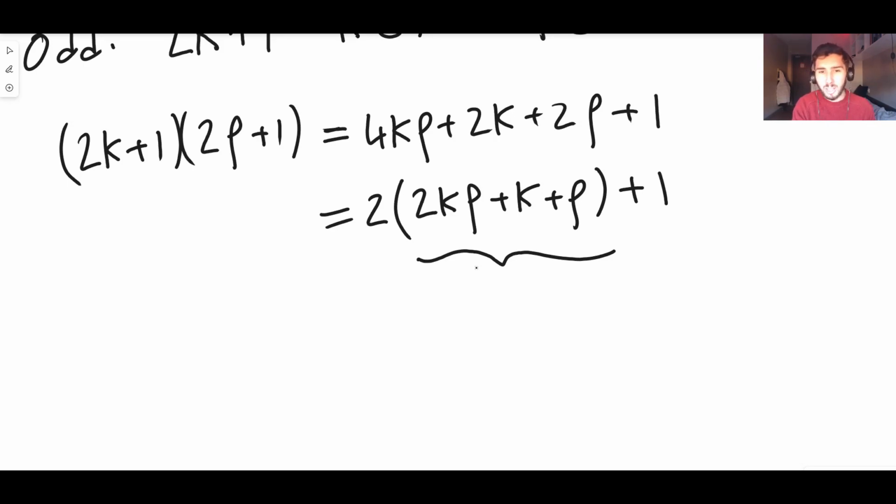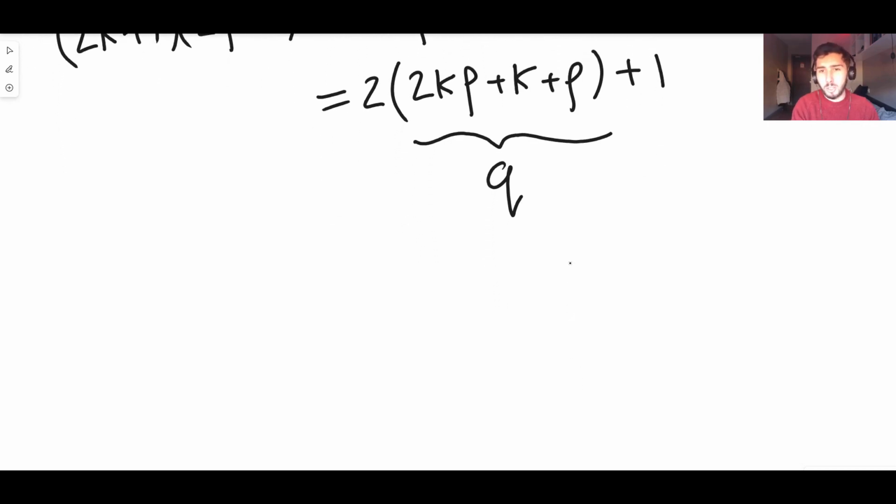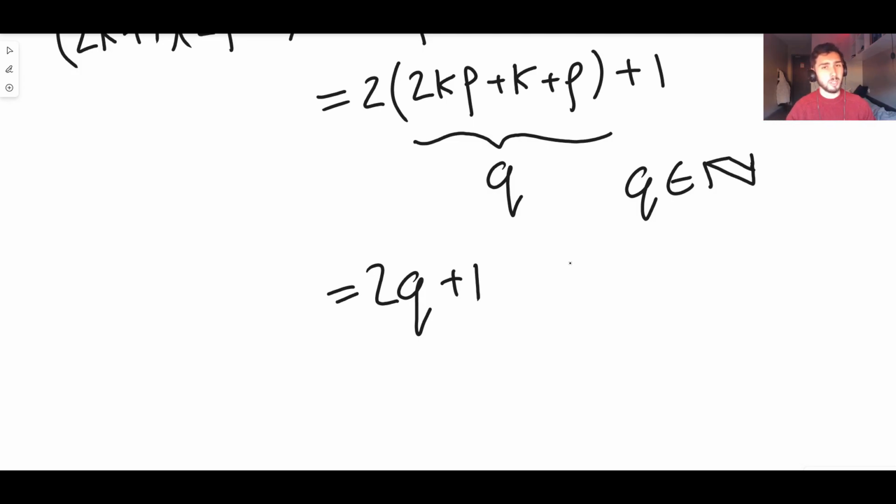So let's just call that q, right? It doesn't matter what it is. It's just a whole number. And q, once again, is a natural number. It's a whole number. It's a counting number. We don't know what it is, though. Which means that the product of any two odd numbers is in the form 2q plus 1, which, by the exact same logic as last time, must be an odd number.